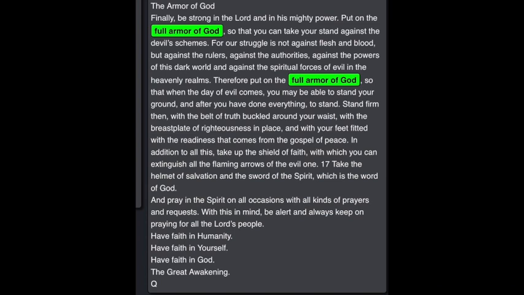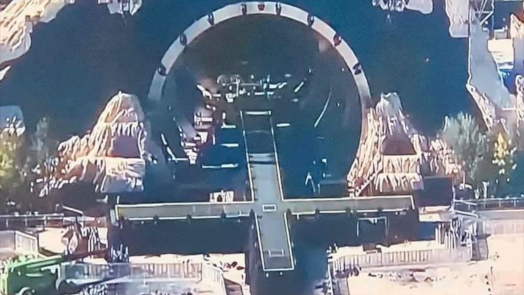And Q let us know, have faith in humanity, have faith in yourself, have faith in God. This is the Great Awakening, guys. By us being able to see this, we will finally be able to put an end to this. They are showing their cards to us. This is the time to wake up. This is the Great Awakening.